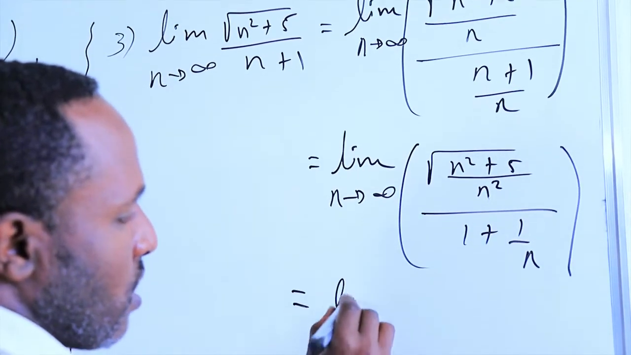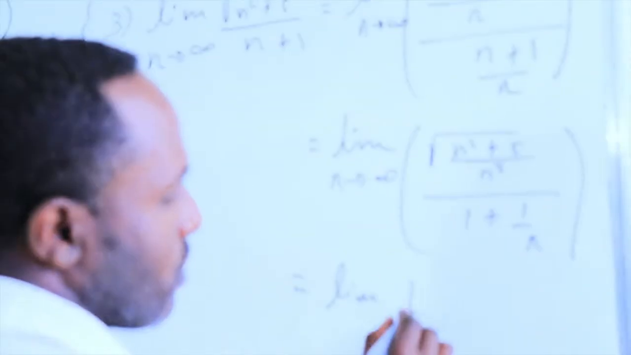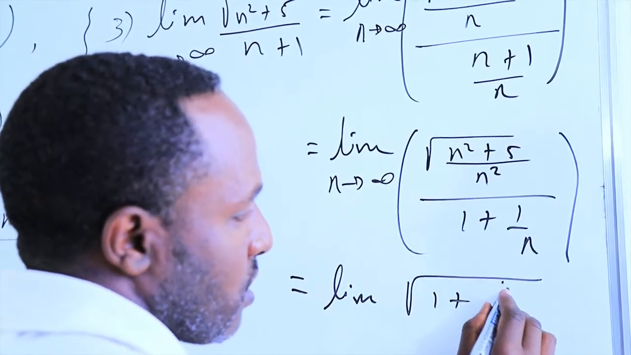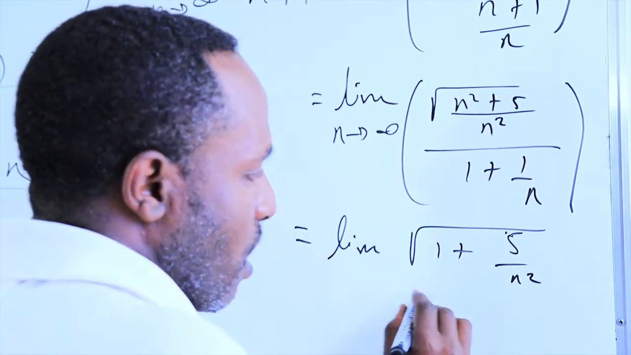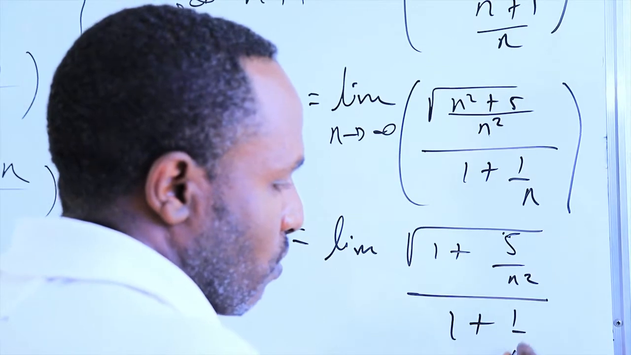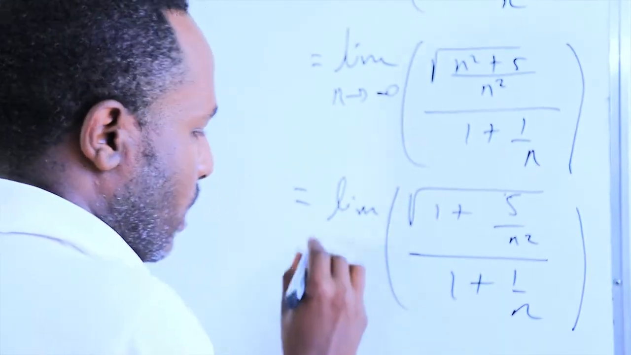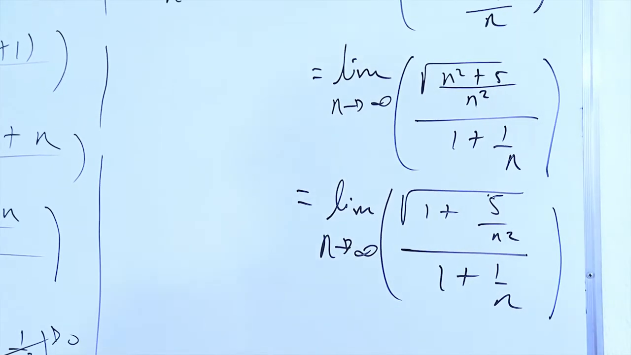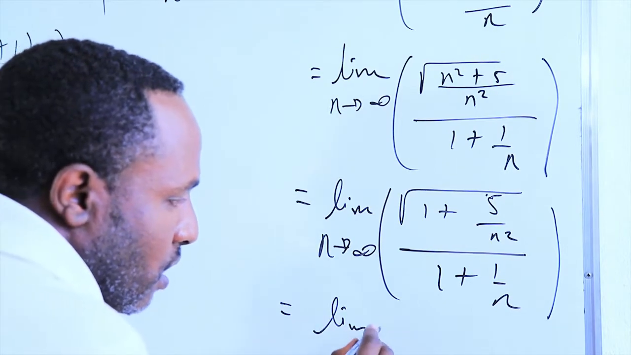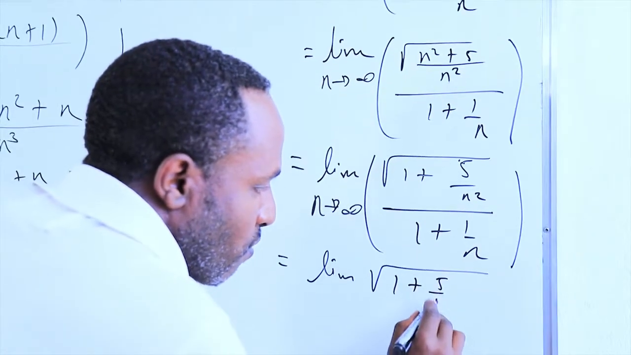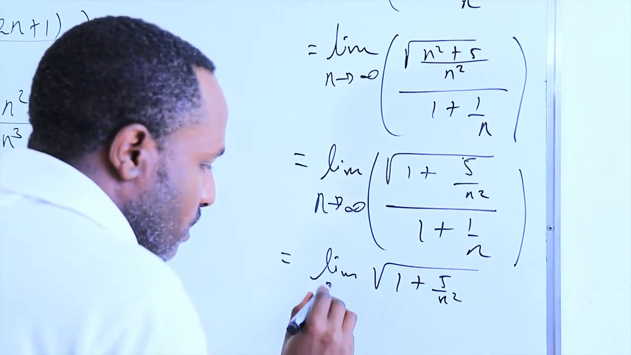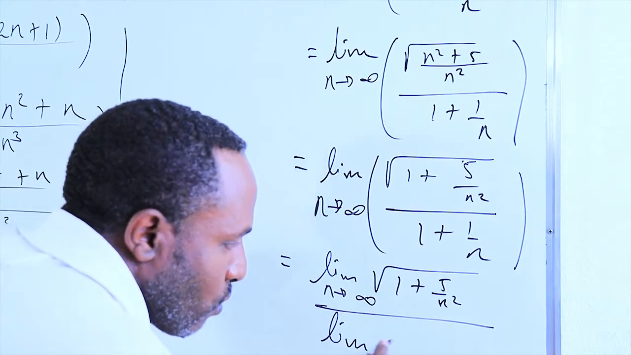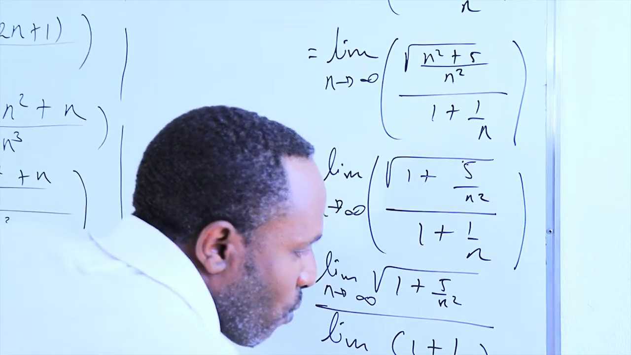Therefore this is equal to the limit of the sequence, which is the square root of n squared over n squared, which means 1, plus 5 over n squared, over this part, which is 1 plus 1 over n, as n approaches infinity. Now we can apply here the limit of the square root of 1 plus 5 over n squared as n tends to infinity, over the limit of the sequence 1 plus 1 over n when the value of n approaches infinity.